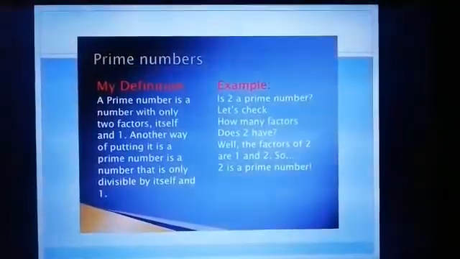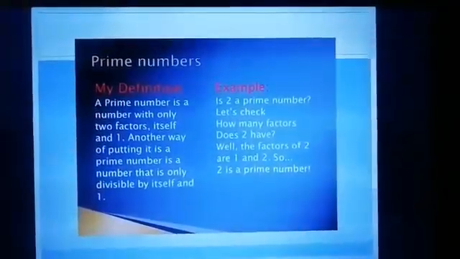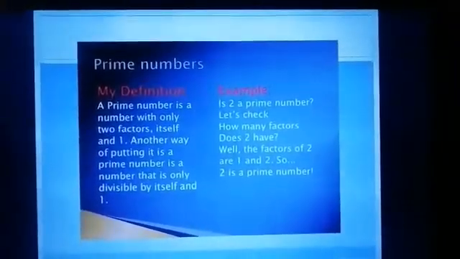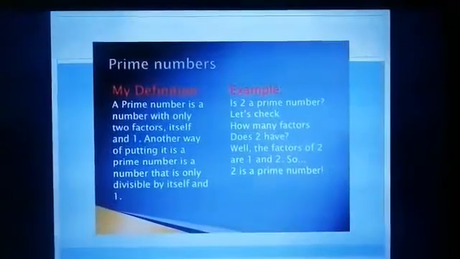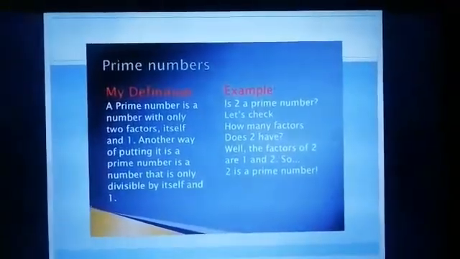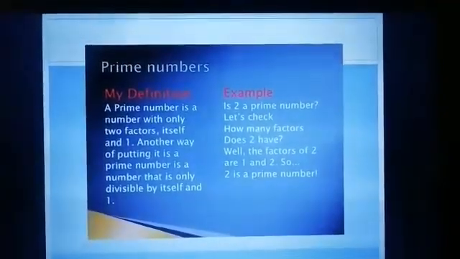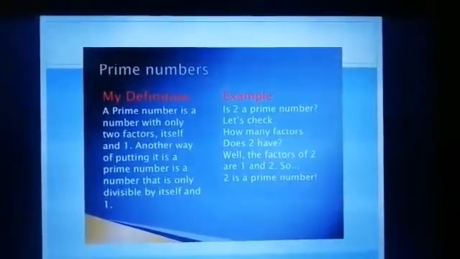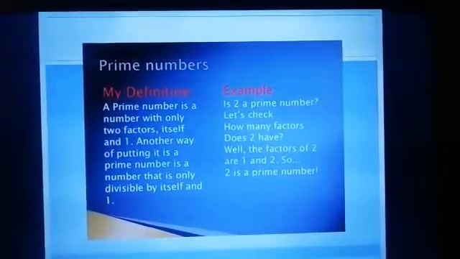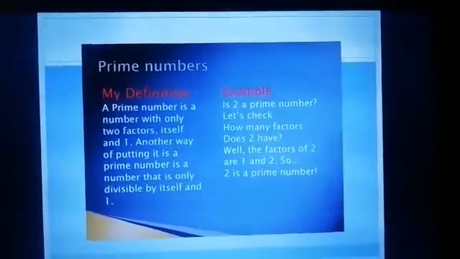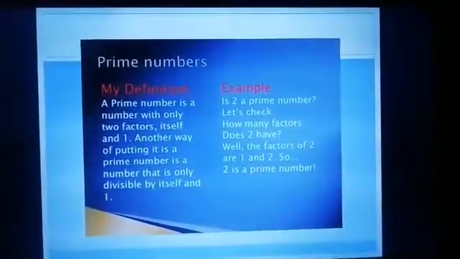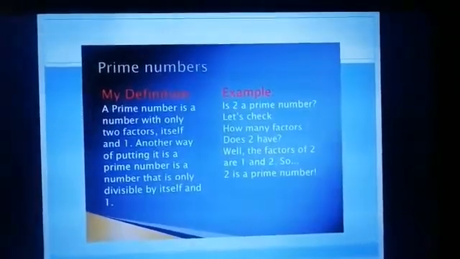Prime numbers. A prime number is a number with only two factors, itself and 1. Another way of putting it is a prime number is a number that is only divisible by itself and 1. You can understand a very simple definition: a number having only two factors, 1 and itself, is called a prime number.